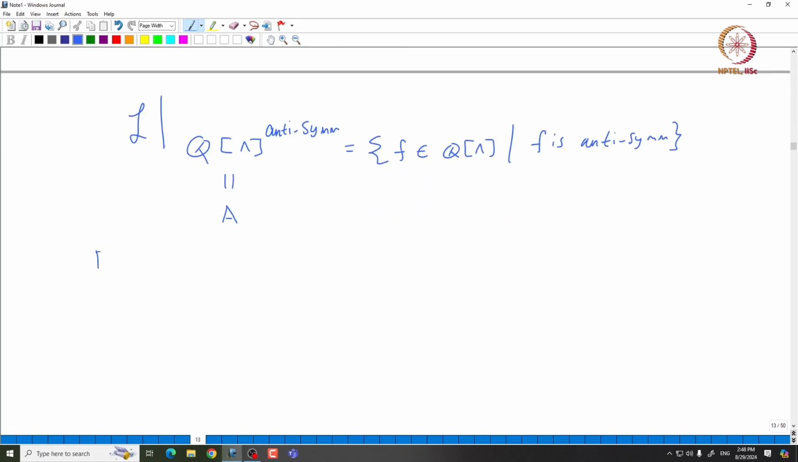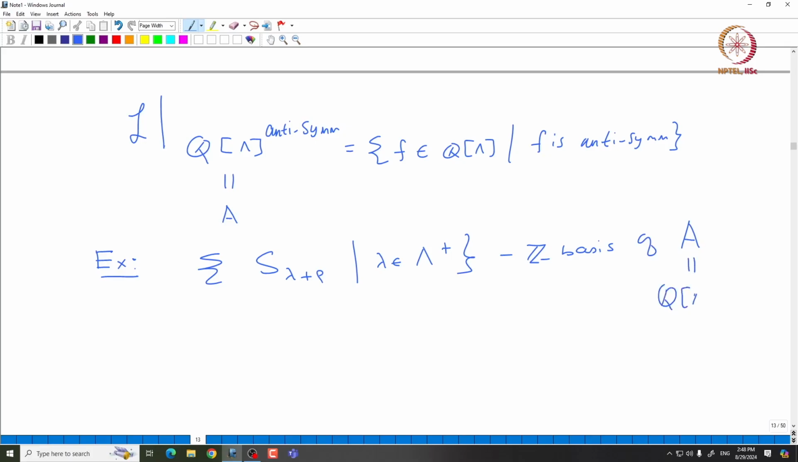It is a simple exercise that if you take these Weyl sums S_{lambda plus rho}, where lambda comes from lambda plus, this forms a Z basis. This forms a Z basis of this capital A, or Q bracket lambda antisymmetric.